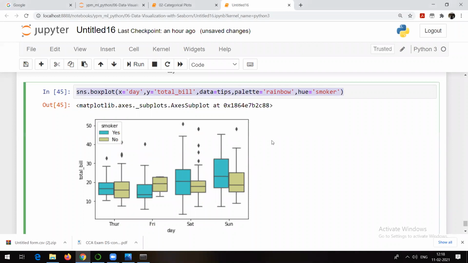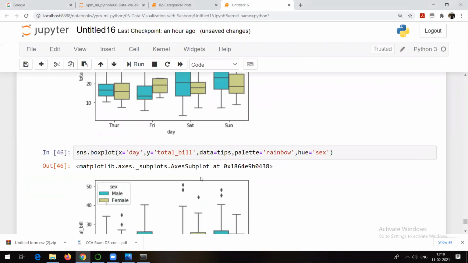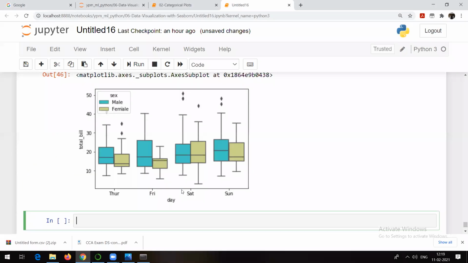You can try to check the relationship between different parameters. Similarly, if I change the hue parameter to something else, suppose who prefers visiting the restaurant, male or female? Let's run this. Now you can check this particular thing. On Thursday and Friday, it's males who prefer visiting the restaurant as compared to females. But on weekends, more or less, both of them are the same. So this is how you can see the relationships.